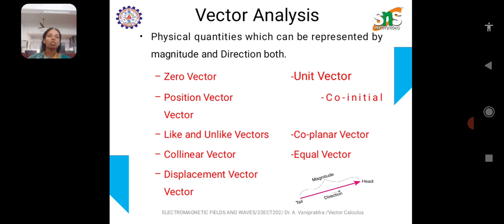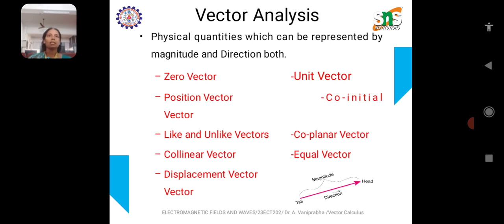Next is position vector. The GPS coordinates of a moving vehicle relative to a fixed reference point on a map is nothing but position vector. For example, if we switch on our location in our mobile, we can see our movement. We are moving from this place to the next place. So this is the position vector.